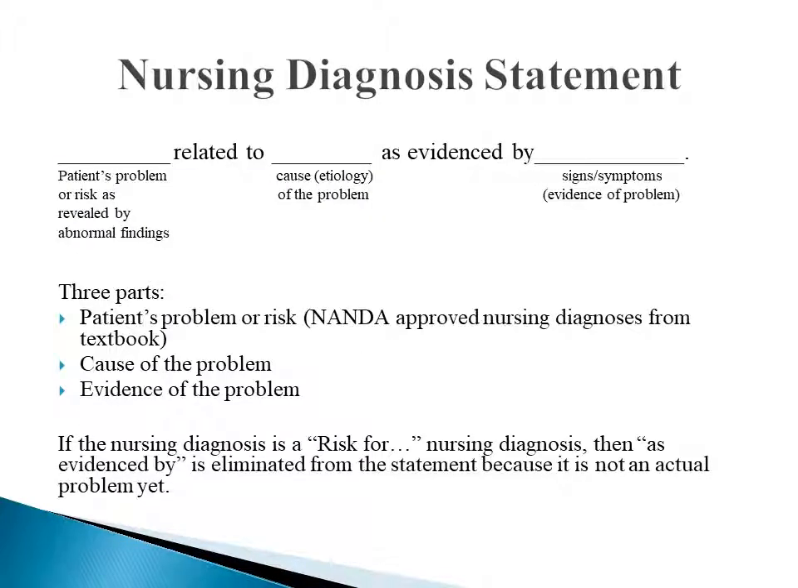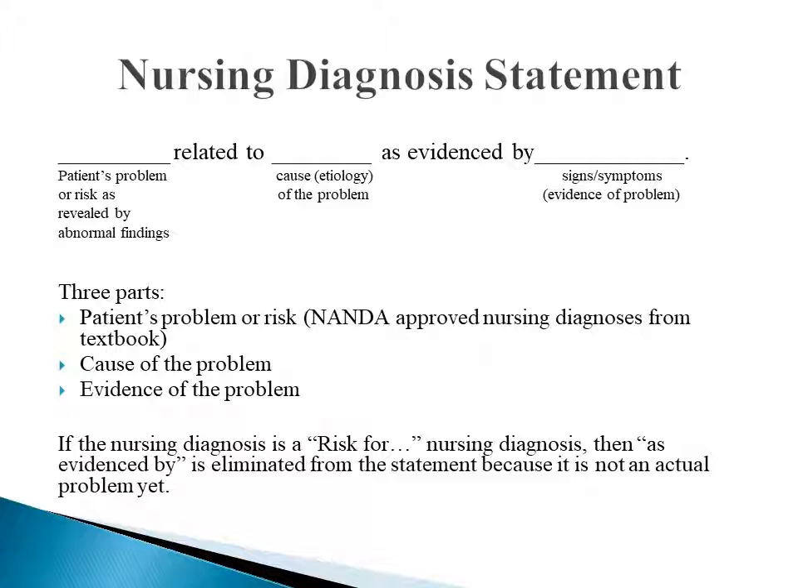In a nursing diagnosis statement, there are three parts: the problem or risk, the cause, and the evidence. In the first part, the actual problem or risk is listed, which must be NANDA approved and found in your textbook. The problem is followed by "related to," and then the cause or etiology of the problem is written. Then, "as evidenced by" is added to the statement and followed by the signs and symptoms showing evidence of the problem. Please note, if the nursing diagnosis is a risk for diagnosis, then "as evidenced by" is eliminated from the statement because it is not an actual problem yet.